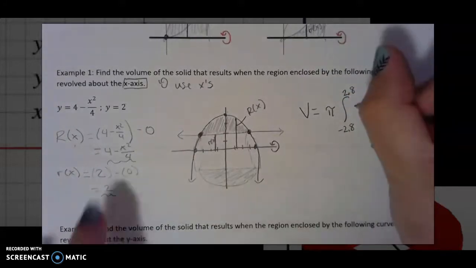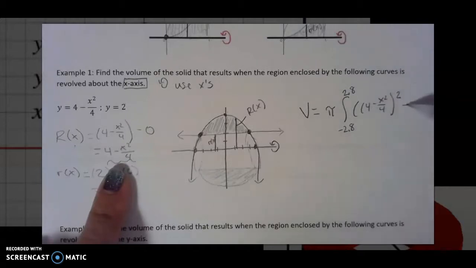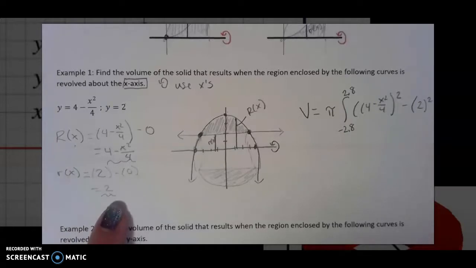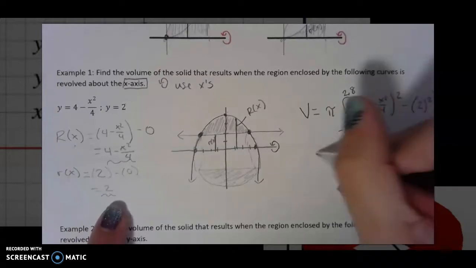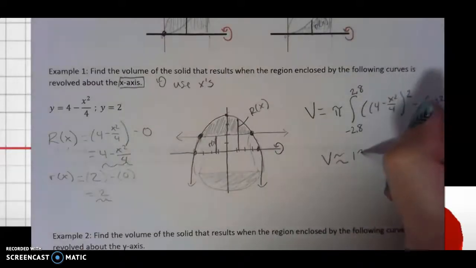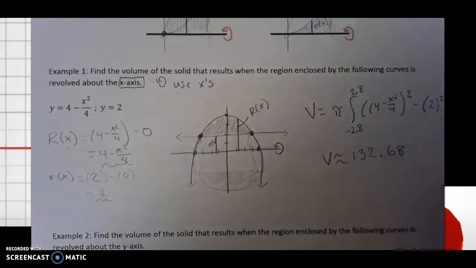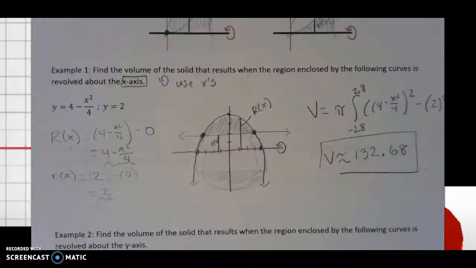Then we're just going to put these functions in. So I've got 4 minus x squared over 4, squared, because that's what the equation said to do. That's the area. And then we've got the other one, which is just 2 squared. And then we have to take it with respect to dx. And when we do that, the volume is 132.68. I'm rounding to 68 because it's 0.6786.